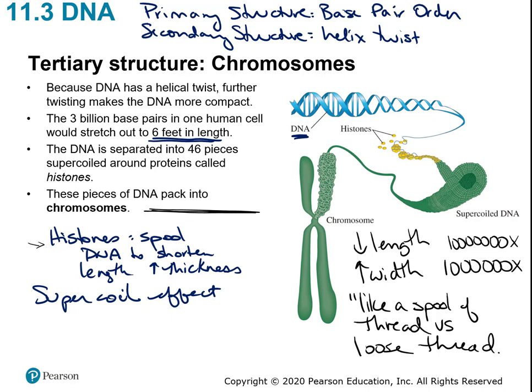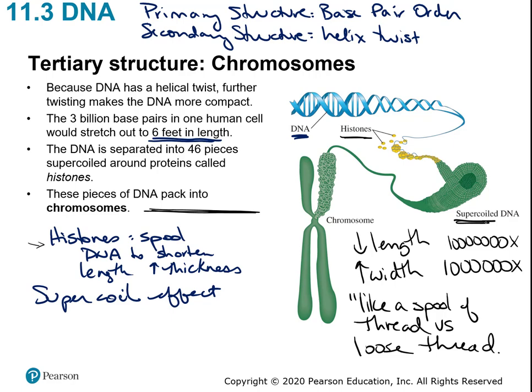Two, DNA gets wrapped around proteins in the nucleus. These proteins are called histones. Histones are almost like a spool, like how your thread is spooled. Histones help to spool the DNA, helping to condense it, make it shorter, and strengthen it so it's more stable. In fact, it causes what they call supercoiling. Supercoiling is when you have coiling of coils on coils.